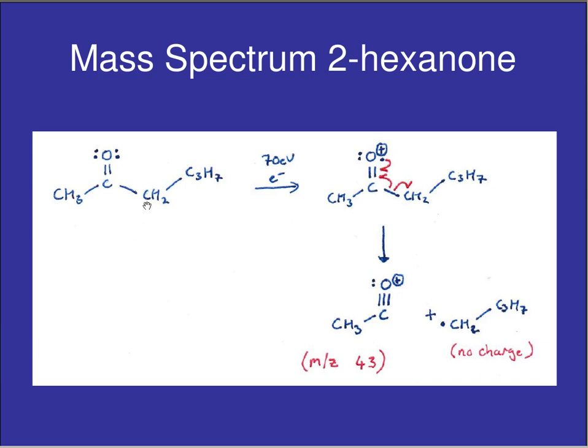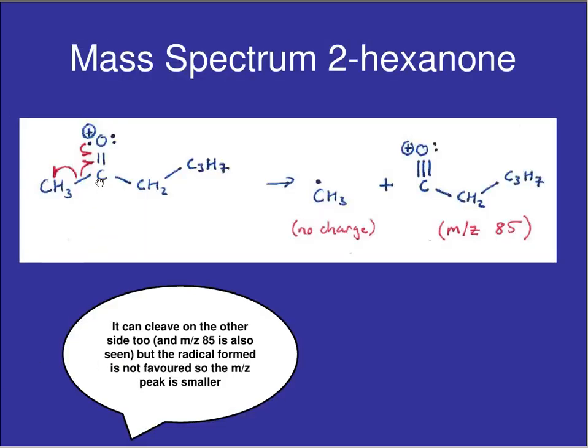Right. Of course, that's not the only alpha bond to the ketone that's present. So there's another alpha bond here. So if I knock off the electron on the left-hand side rather, we can draw a similar mechanism for cleavage on the left-hand side, but remember your methyl radical has no charge, so will not appear in the mass spectrum. In this case, the right-hand side is what appears in the mass spectrum, and its charge is 1 and its mass is 85, and so you should see from another alpha cleavage a m/z of 85.